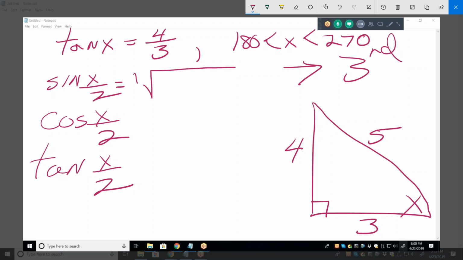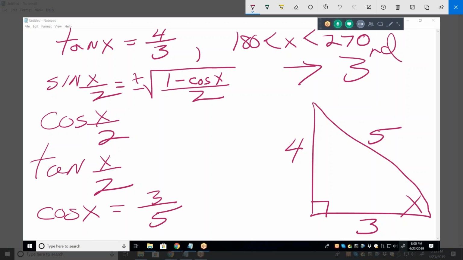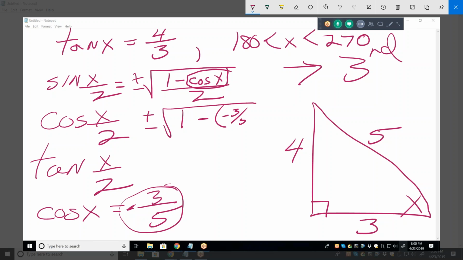Plus or minus the square root of 1 minus cosine over 2. So what do we really need? Cosine. So what's the cosine of x? 3 over 5. What is its sign? Minus? Yep, all students take calculus, so the third quadrant is a T, meaning only tangent and cotangent are positive. So it's plus or minus, we'll get to that in a moment, 1 minus a minus 3/5. Don't drop negative signs, ever.